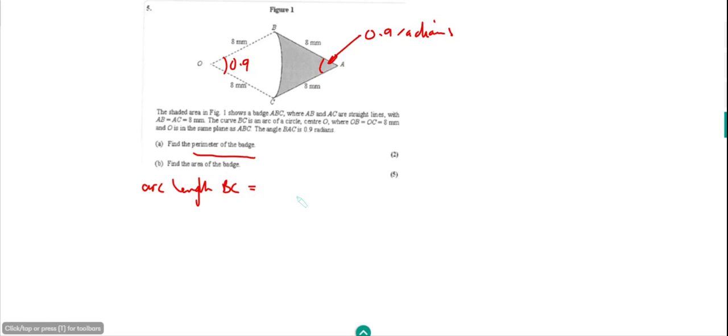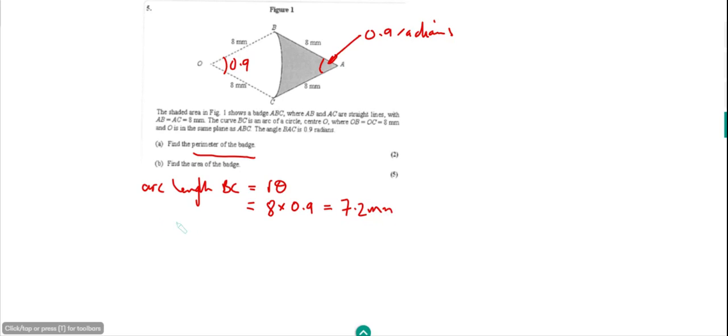is going to be given by the formula which we had before, which is just r theta. So in our case, the radius is 8 and the angle measured in radians is 0.9. If we multiply them together, we get 7.2. That's our arc length, which is 7.2 millimeters.